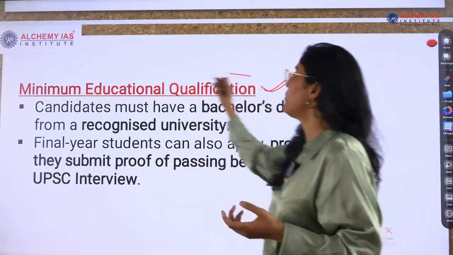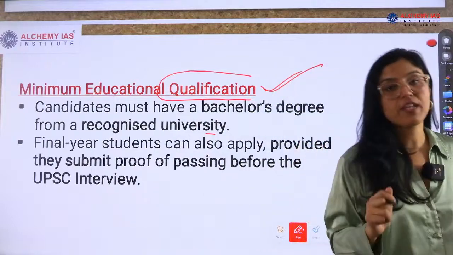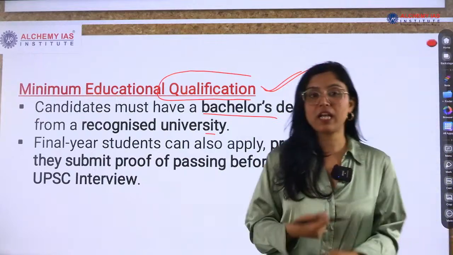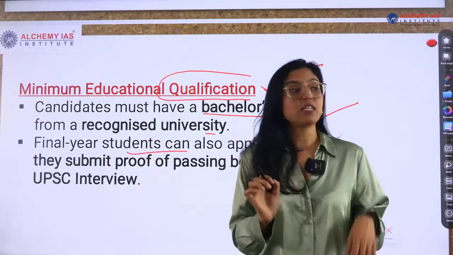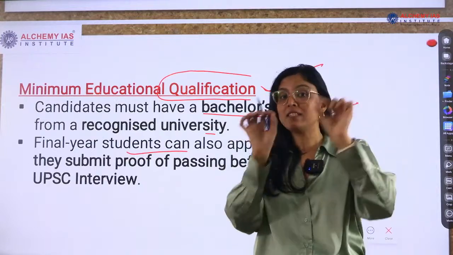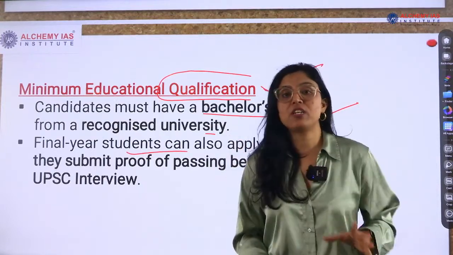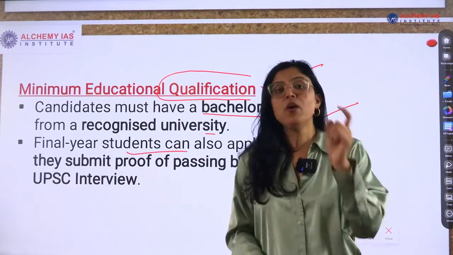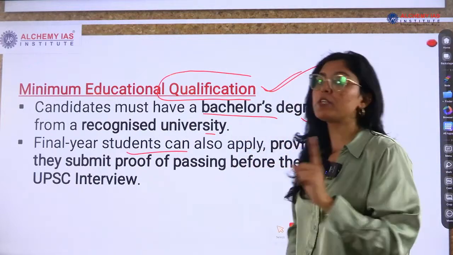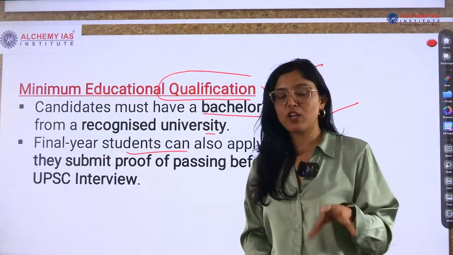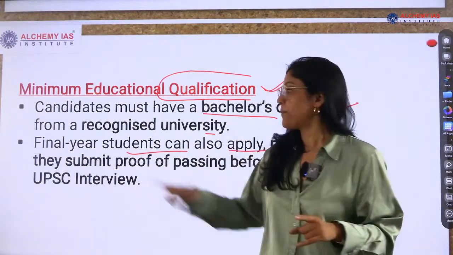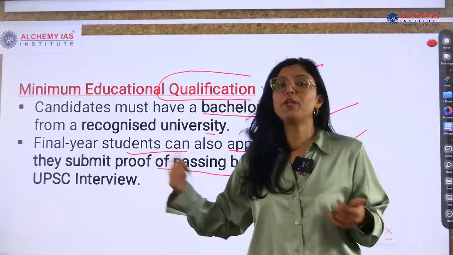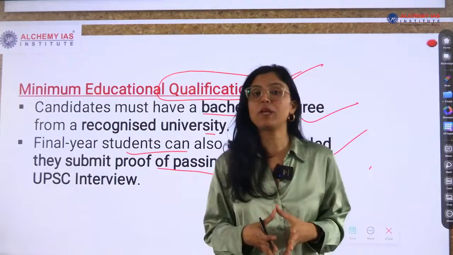Next is minimum educational qualification, which is very, very important. Candidates must have a bachelor's degree from a recognized university. Next is final year. You must have a degree, but this time one change is there in the bachelor degree program: if they are pursuing the 3rd year, the final year of the degree course, they can still apply, provided they submit proof of passing before the UPSC interview.